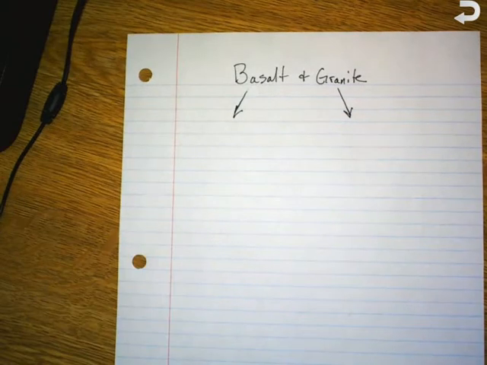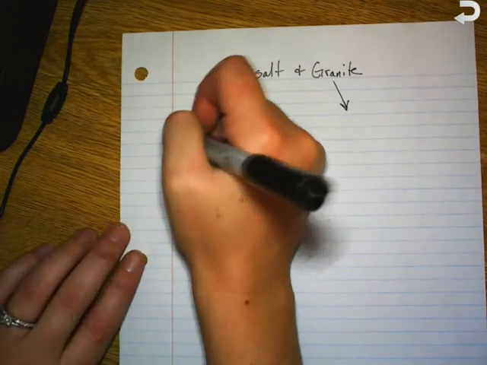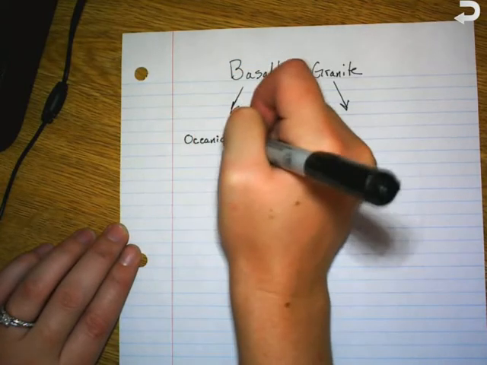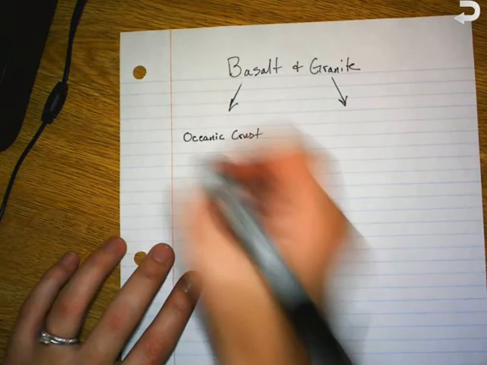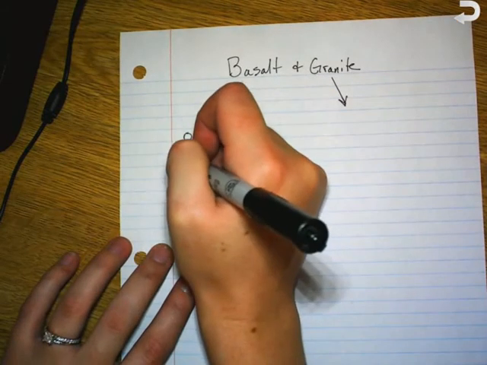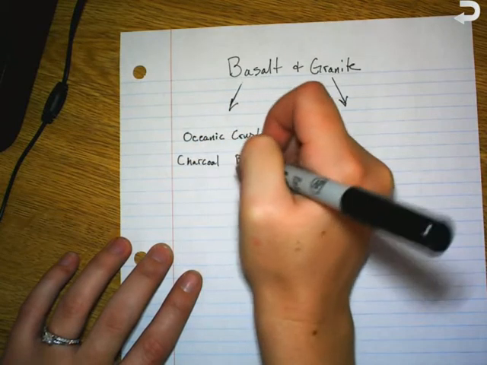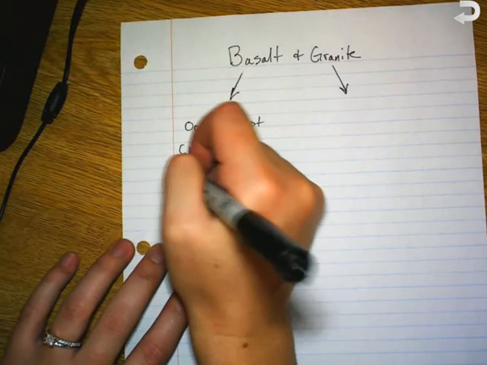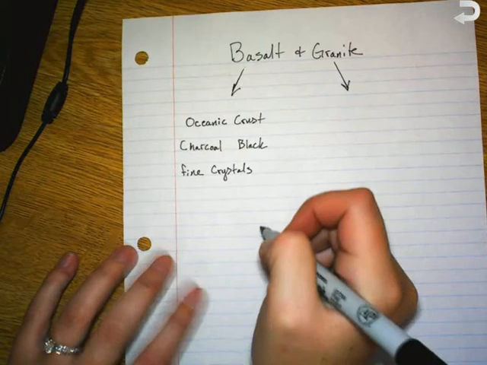Basalt makes up the oceanic crust. It's like a charcoal color, or maybe black. Fine crystals, meaning it is not visible. You cannot see those crystals.